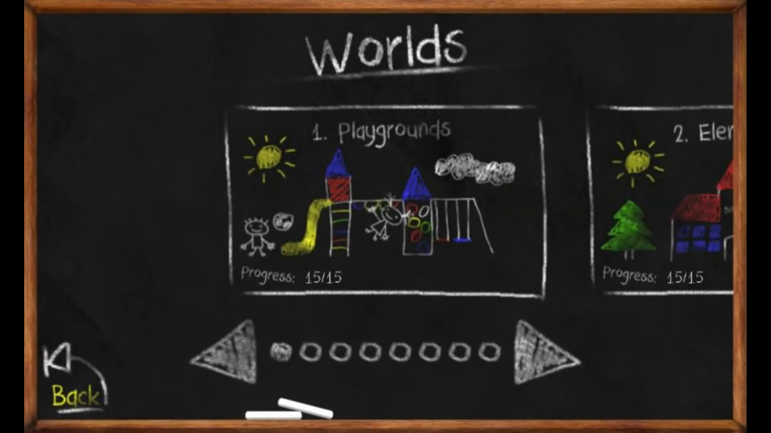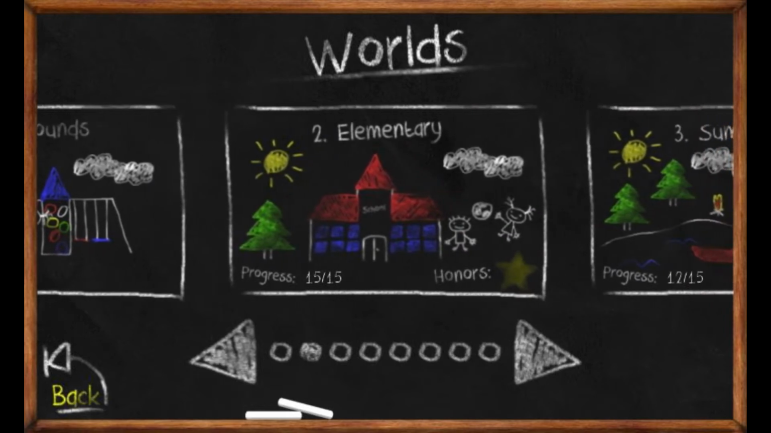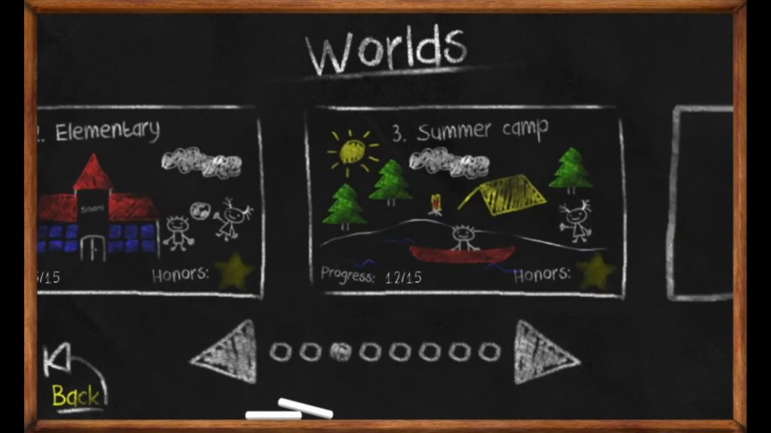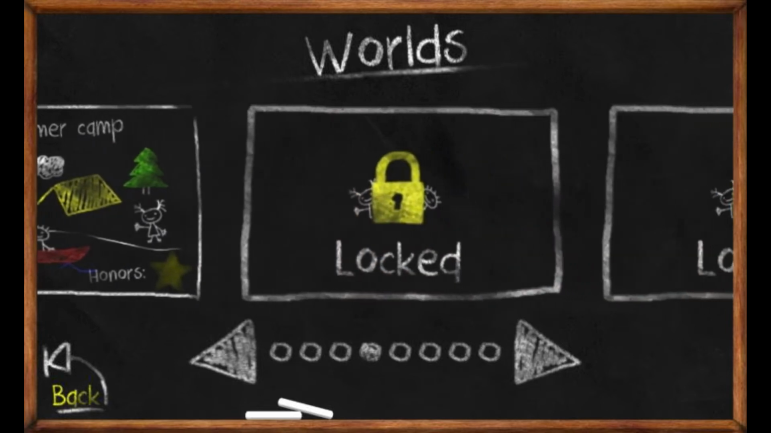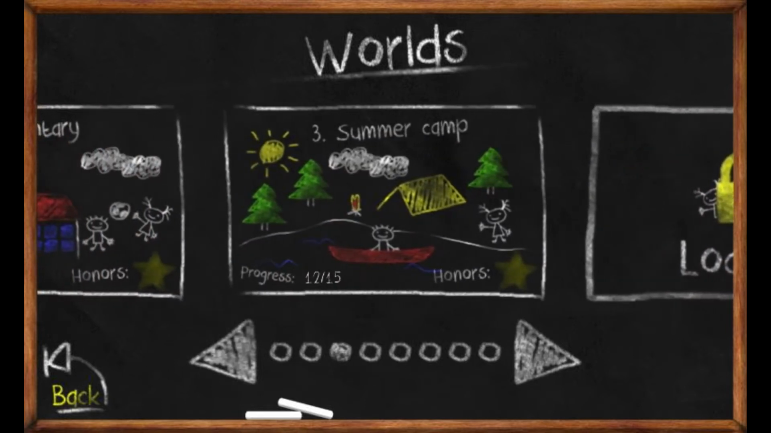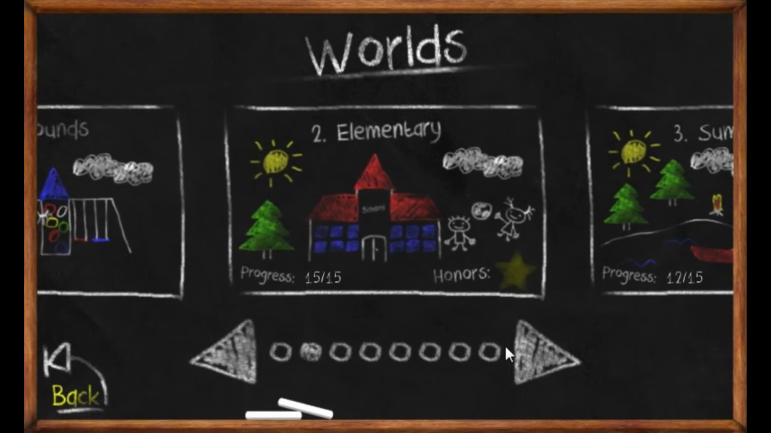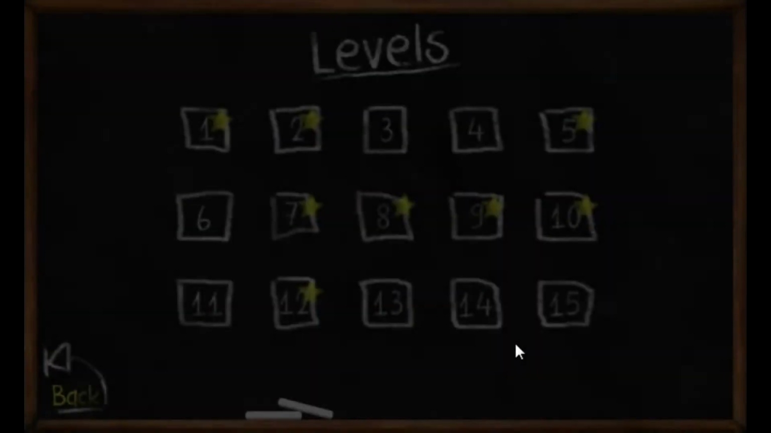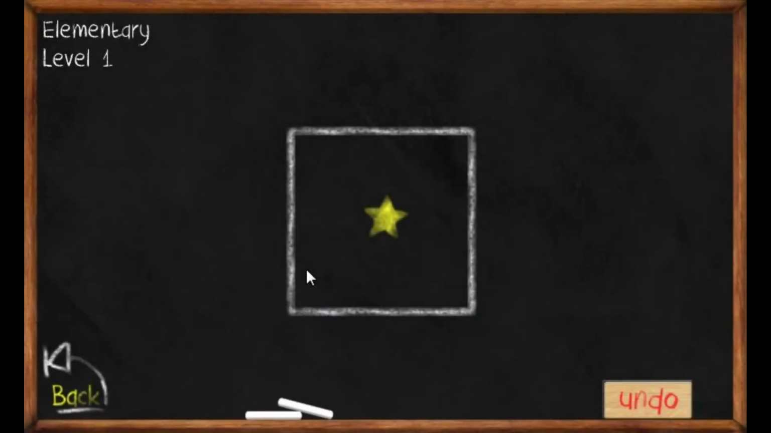Each level is built around a school grade system. You start off on the playground, and you go to elementary, summer camp. I forget what this level was called. It might have been high school. I don't remember. But anyway, each level unlocks a new thing in the puzzle.